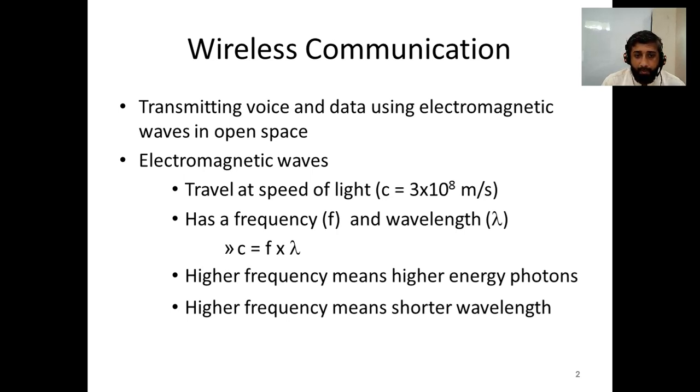If we review the electromagnetic wave aspect, we know that electromagnetic waves travel at the speed of light, which is 3 × 10⁸ meters per second. Each electromagnetic wave is generally characterized by its frequency and wavelength, and both of them are related to each other by the formula c = fλ, which is mentioned here.